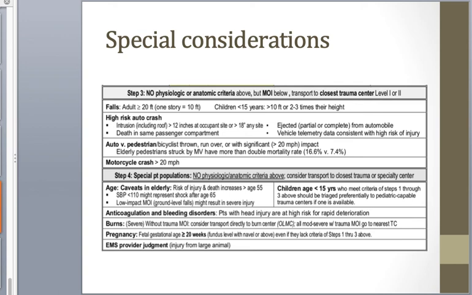Pregnancy: fetal gestational age over 20 weeks, fundus level with the navel or above, even if they lack criteria for steps 1 through 3. And then EMS provider judgment, any injury from a large animal. Again, I'm pretty comfortable with how much we fly people as well as the things that we fly are appropriate. I don't think we fly things that don't necessarily need to be in a helicopter. I think we do a great job of that overall.